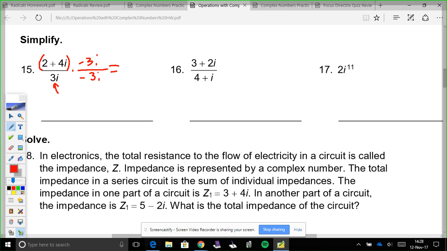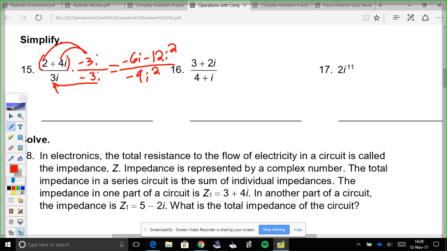And it's basically like you're distributing. The 2 times your negative 3i would make a negative 6i, and then your 4i times negative 3i would make negative 12i squared. Over 3i times negative 3i would be a negative 9i squared.